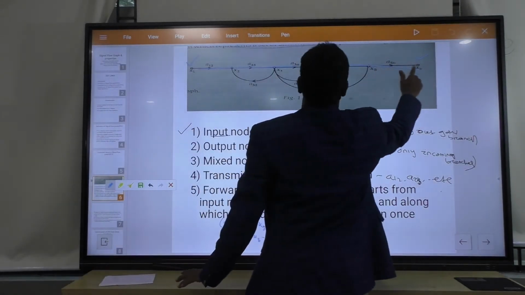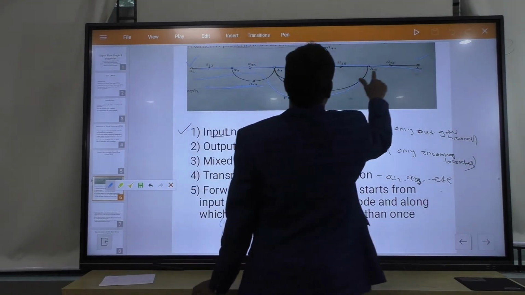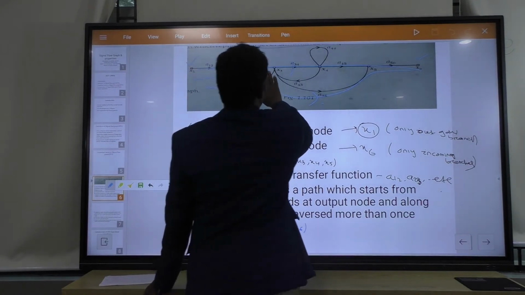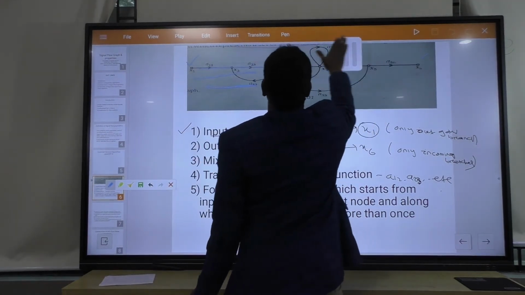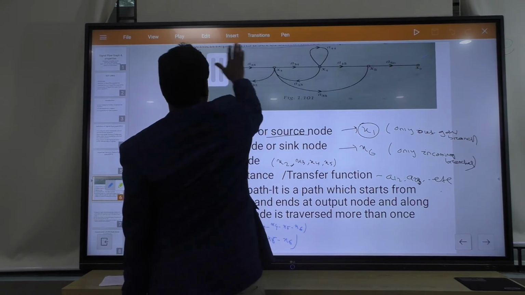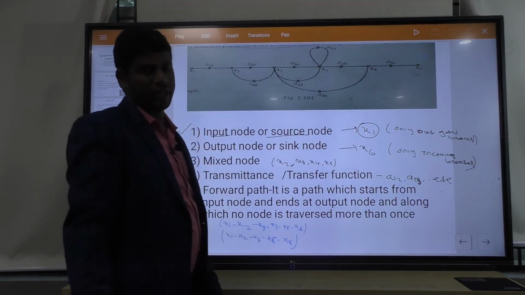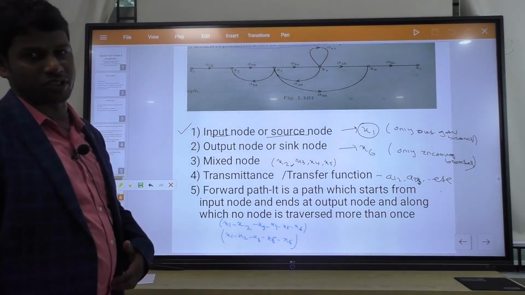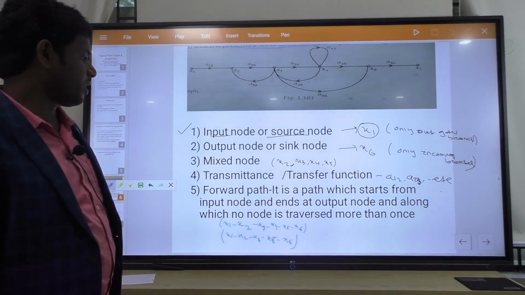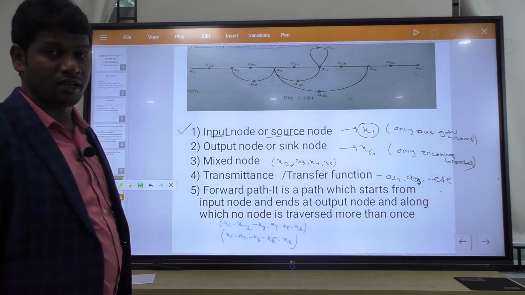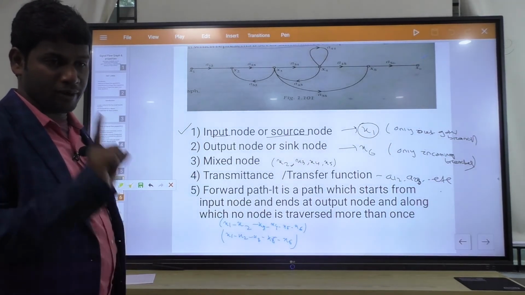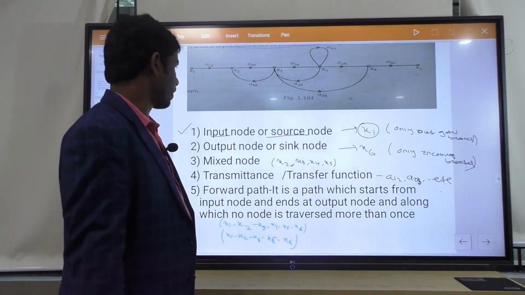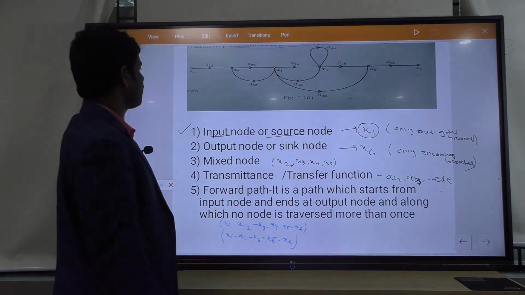Okay, so this is one forward path, and this is another forward path. So there are two forward paths here. A forward path means you start at the input node and end at the output node. In between, no node comes twice, each node comes only once. You touch each node once, start at the input, reach the output, and the path you get is called a forward path.